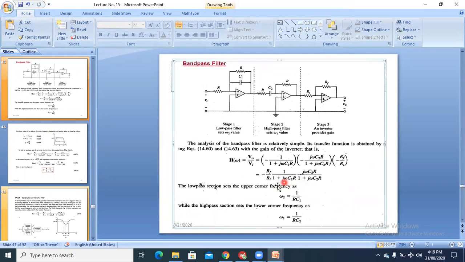that we have the low pass filter response, high pass filter response, and the inverter gain. And that can be mentioned as the upper corner frequency of the low pass filter. This is the cutoff frequency of the low pass filter, and this is the cutoff frequency of the high pass filter.